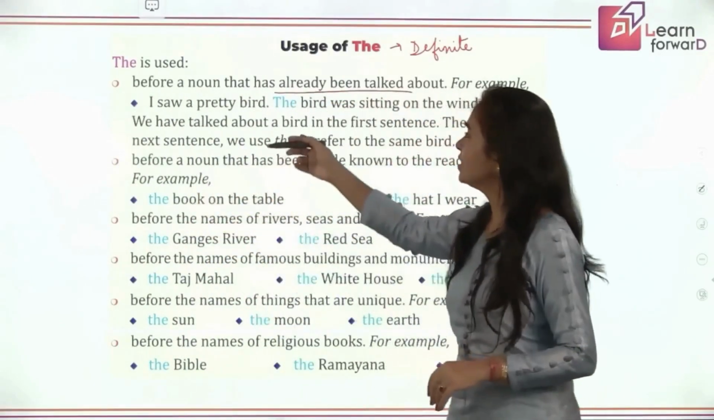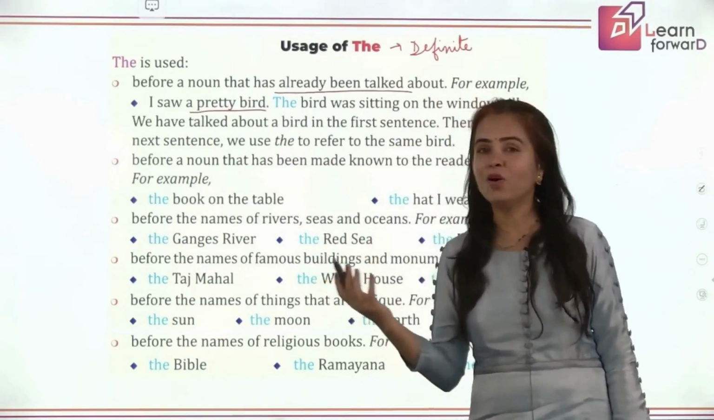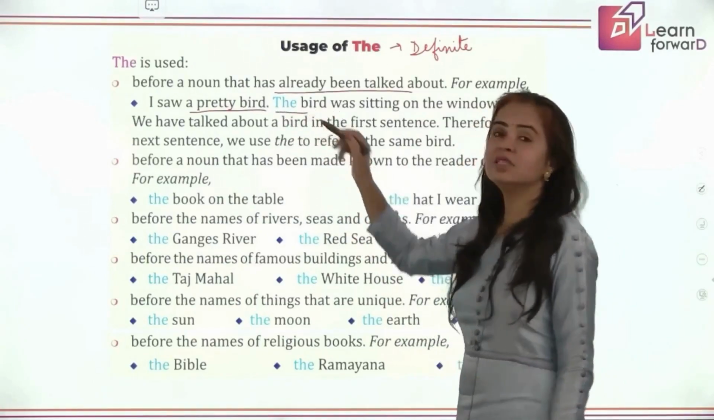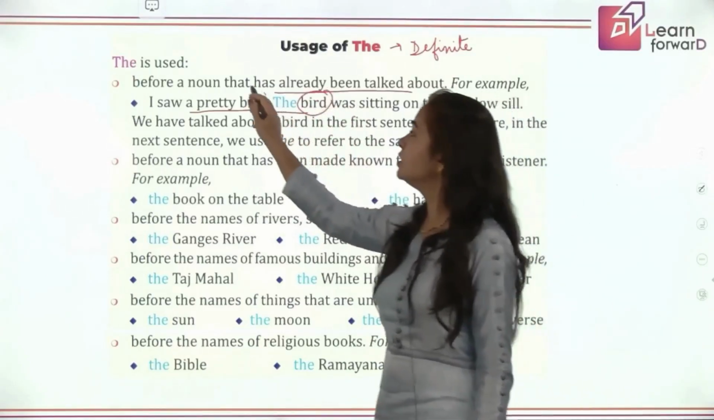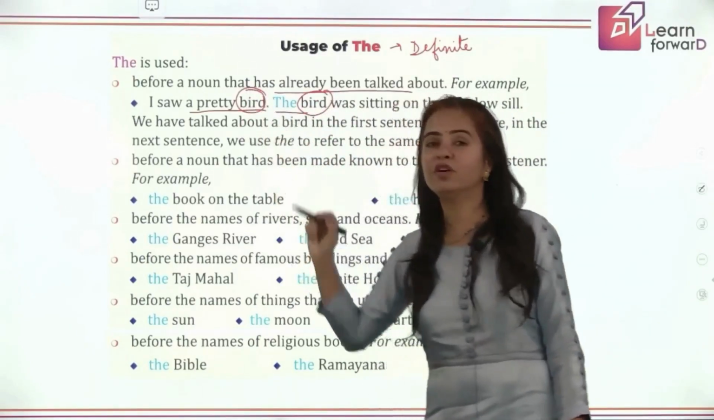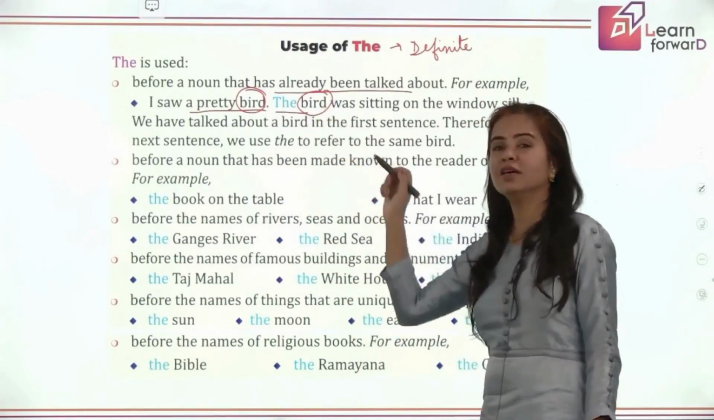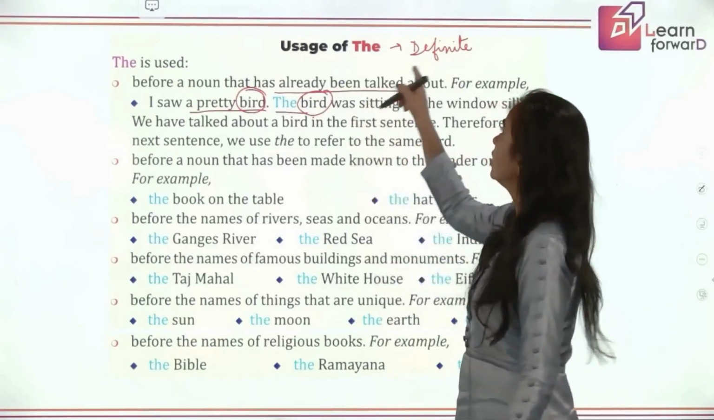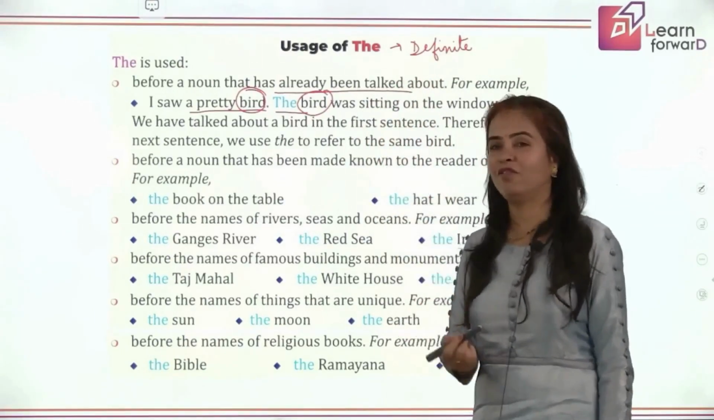Let's read an example here. I saw a pretty bird. So that can be any, all birds are pretty. Now, in the next sentence, why I am saying the bird? Because I am talking here about the same bird I have referred to in the first sentence. So here I will be using the. So in the second sentence, the bird becomes particular, specific, definite. That is why the is a definite article.